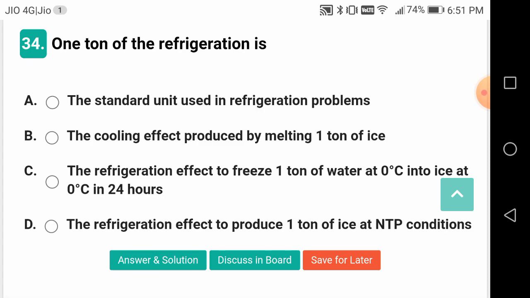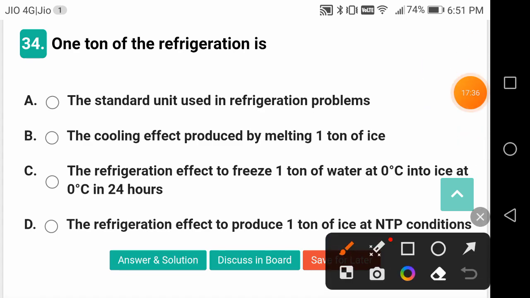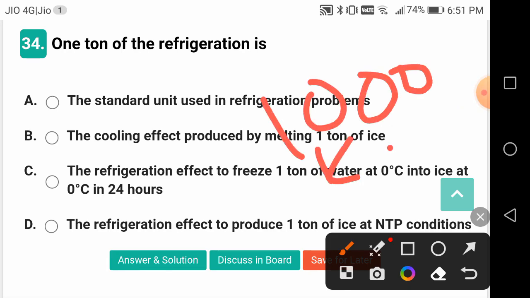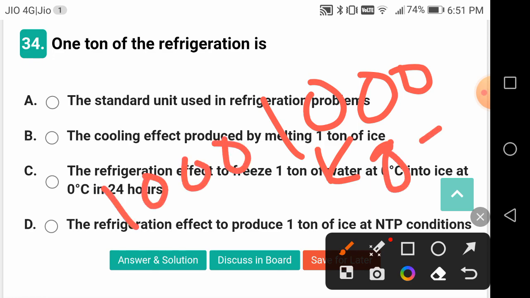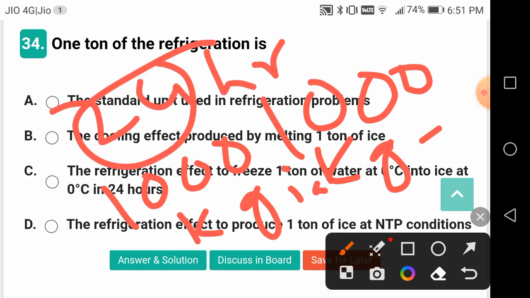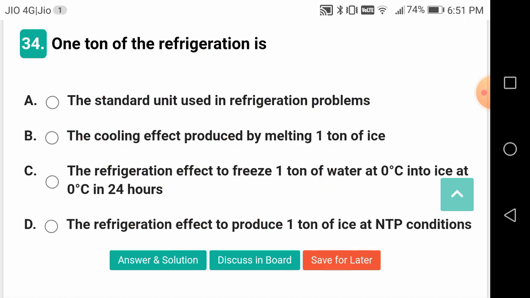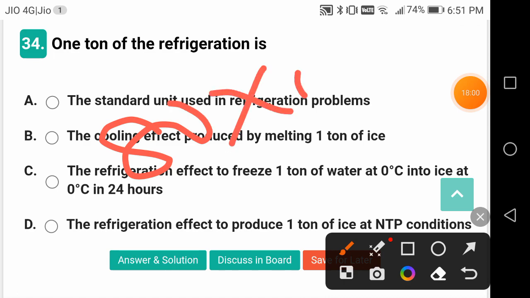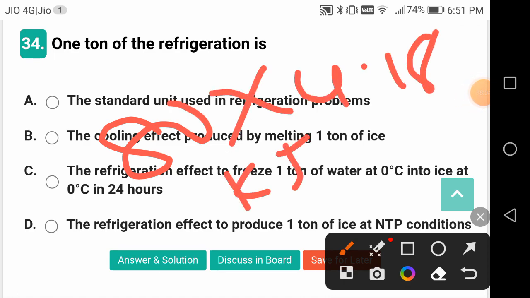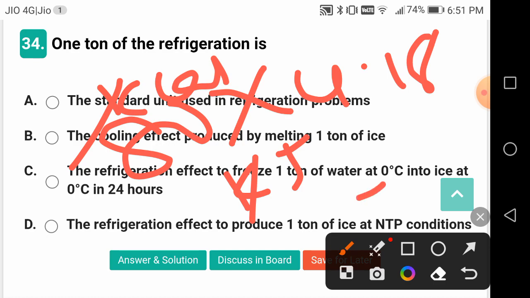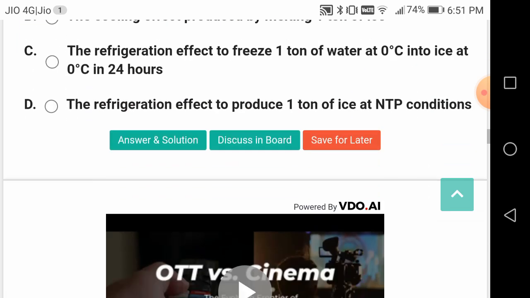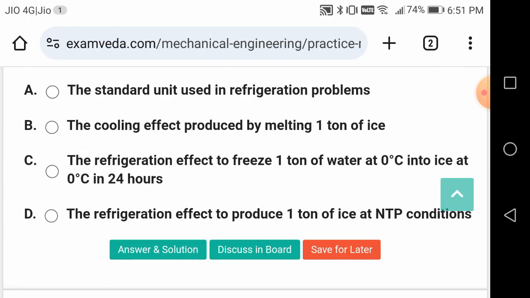1 ton of refrigeration is the refrigerating effect to freeze 1 ton of water, that means 1000 kg of water at 0 degrees centigrade into ice at 0 degrees in 24 hours. 1 ton is equal to 1000 kg, right? 1000 kg of ice, but it should be done in 24 hours. So what is the latent heat here? Approximately 80 calories, that means 80 into 4.18 kilojoules. If it is in kilocalories, it will be kilojoules; if it is in calories, it will be joules. Approximately 330 around, something like that. The correct answer is C.